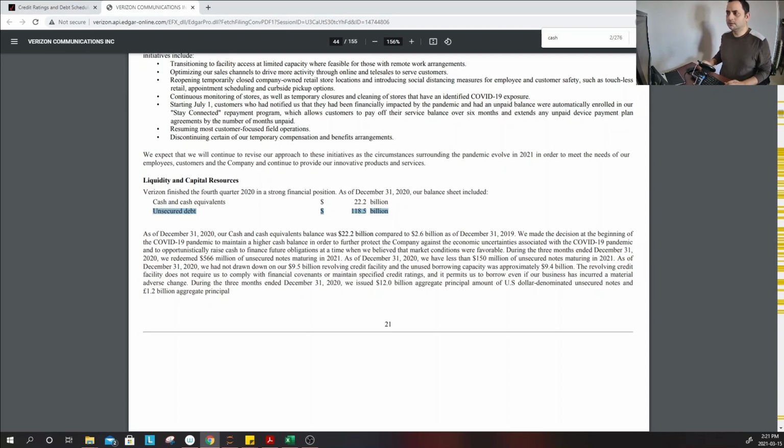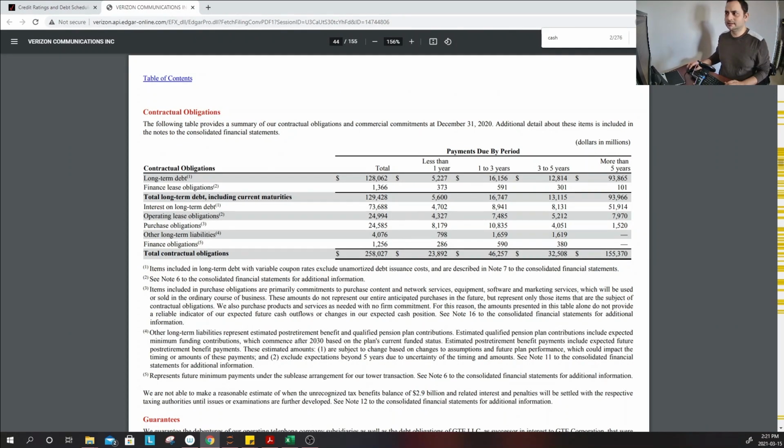Just to give you a little more glimpse on the debt side. Their total debt due in less than 1 year is 23.89 billion dollars, within 1 to 3 years is 46, and more than 5 years is 155 billion dollars. So don't get scared, but this is pretty much what the company has to pay in addition.